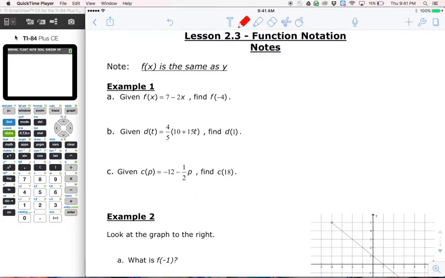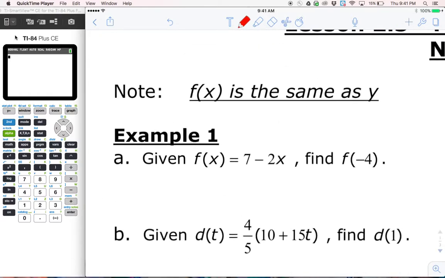Lesson 2.3, Function Notation Notes. All right, guys, today we're continuing our talk about functions, and we're going to start with the idea of this right here, this thing that says f parentheses x parentheses. The way that I want you to read this in your brain is f of x. That's how you read this.